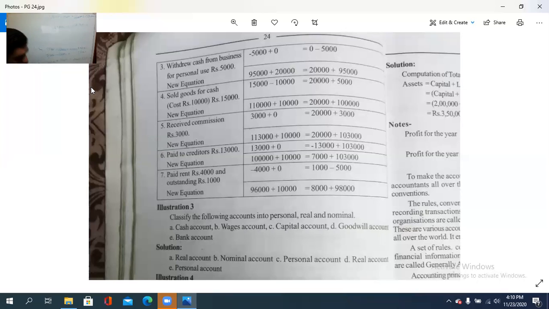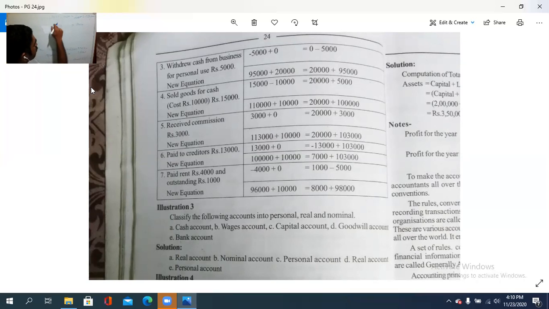After that, paid to creditors. Paid to creditors, in the sense that cash will decrease and creditors will also decrease, isn't it? So paid to creditors, how should it be? How much was paid to creditors out of this? 13,000 is to be. So 13,000 is equal to 13,000 here.